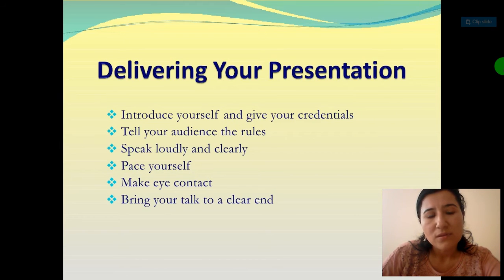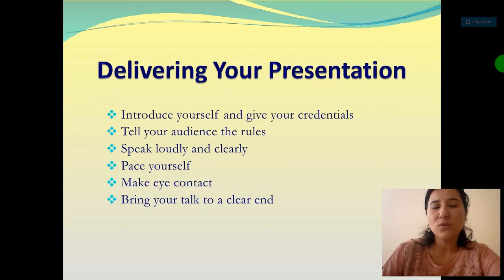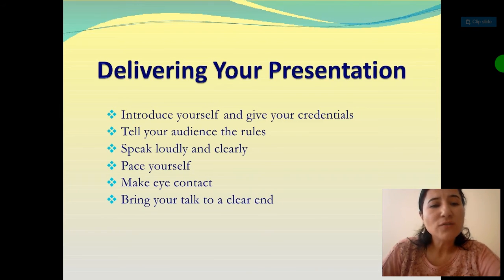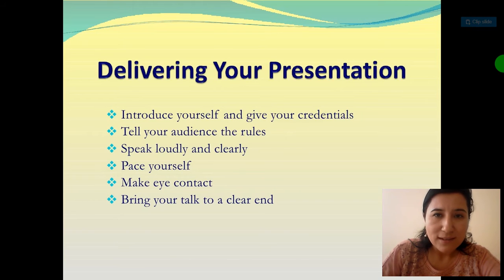Delivering your presentation. The first thing is introducing yourself and giving your credentials. The next one is telling your audience the rules. And of course you have to speak loudly and clearly. Don't forget about posture as well. You have to stand as tall as you can, with broad shoulders in an open position, not closing yourself. You have to pace yourself: take pauses sometimes, and sometimes be a little bit quicker. Eye contact is another important factor, so keep eye contact with your audience. And bring your talk to a clear end, so they understand.